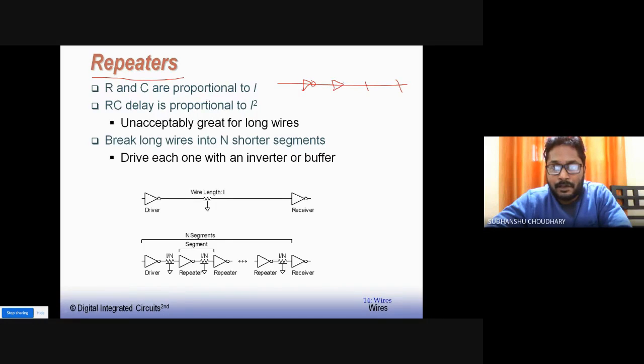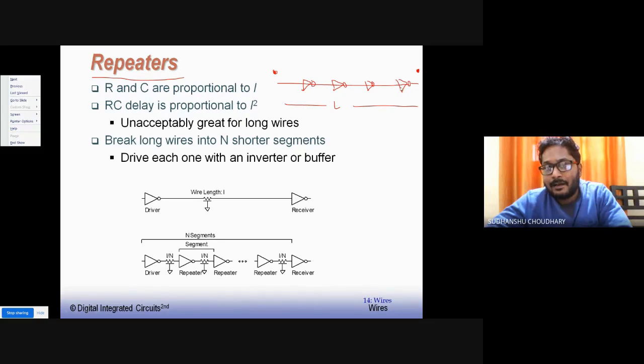So I can put repeaters in between. The job of these repeaters or buffers is to restore the signal level. Because this is a long wire, the signal level which is applied here may not be the same when it reaches this point. So to retain the actual input level at the output, one can think about inserting repeaters or buffers which will reinstate the value of the actual signal. So the actual signal can now be present along all the sections of the wire.